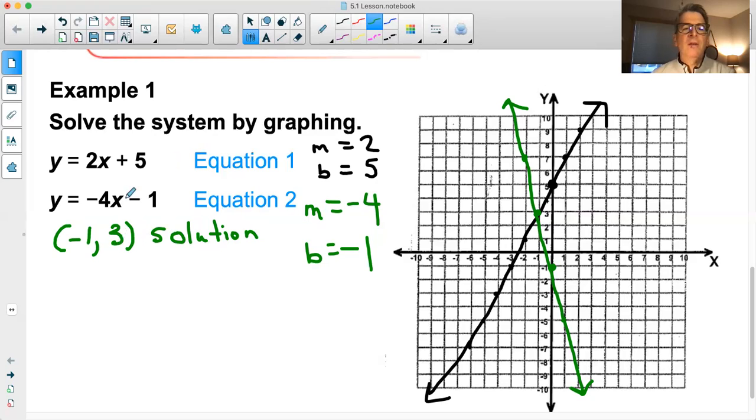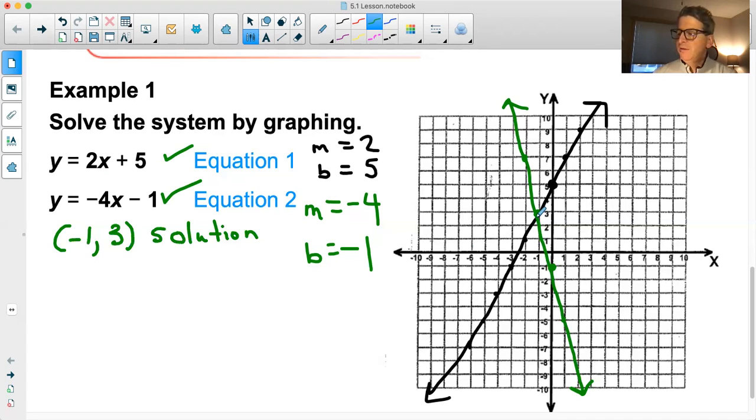So you'd want to check it. -1 is x. So 2 times -1 is -2, plus 5 is +3. So that checks out on equation 1. And -1 times -4 is +4. Subtract 1 would be +3. It would also check out for equation 2. So this is a solution to the system, and we found the solution by graphing.